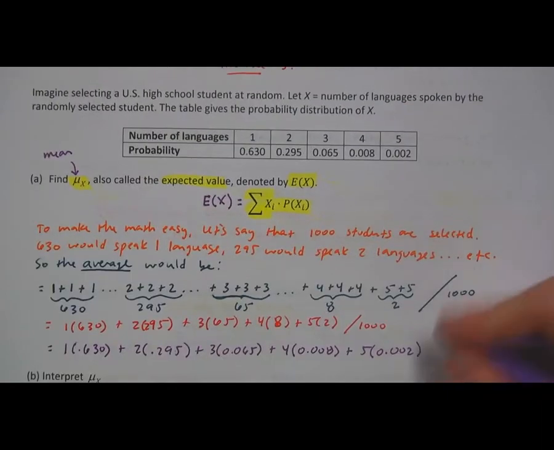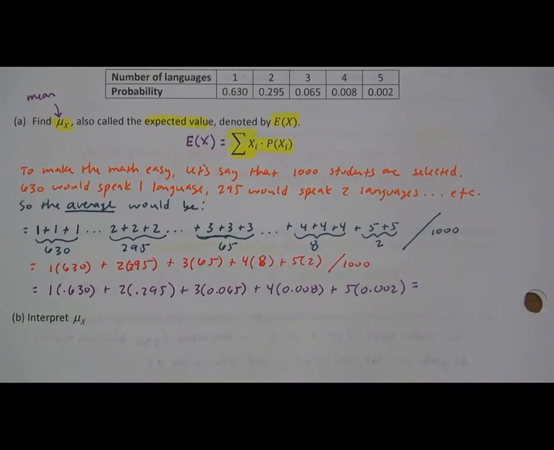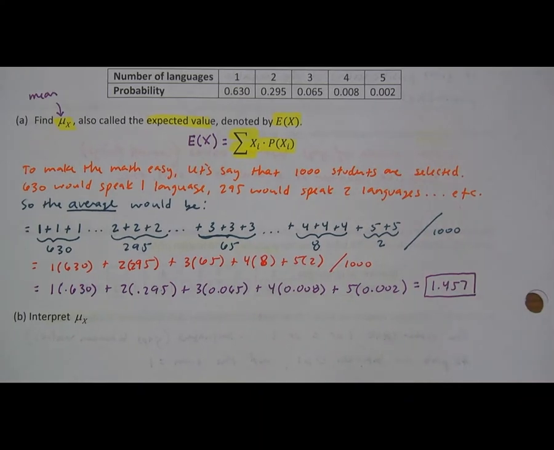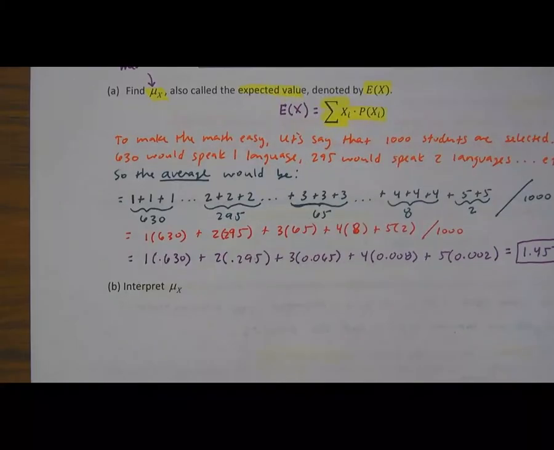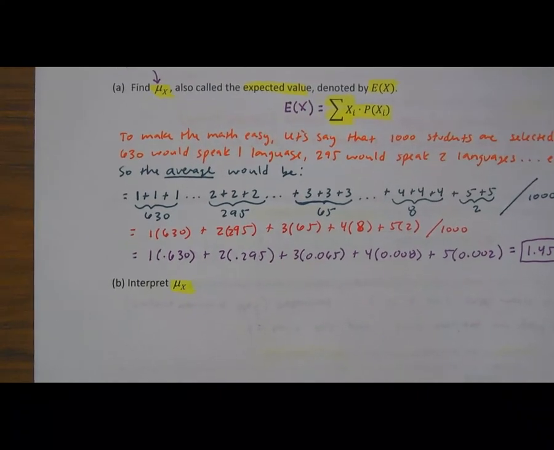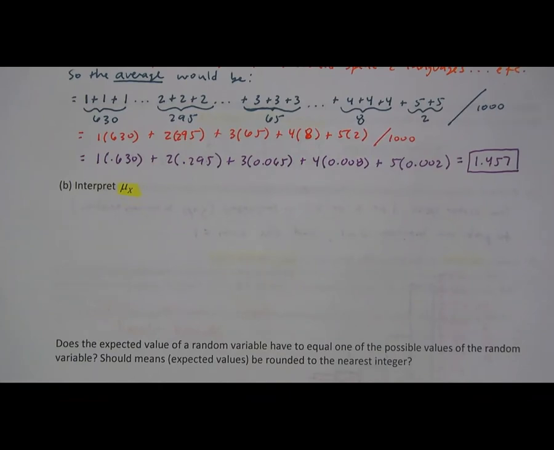And I want you to go ahead and put what we would actually get in this foreign language problem is 1.457. Now let's figure out what the heck that really means. What did we just find when we found the sum of every value times its probability? What does that mean? What is the expected value? What is mu? Well, that means if we randomly selected many U.S. high school students, they would speak about 1.457 languages on average. That's what that means.